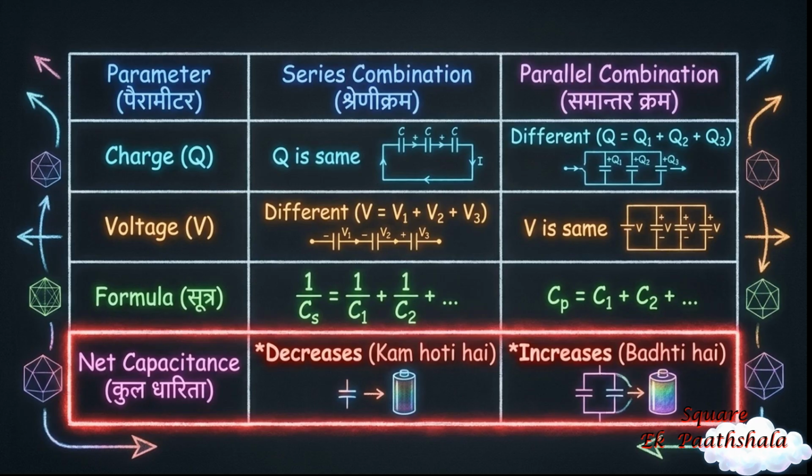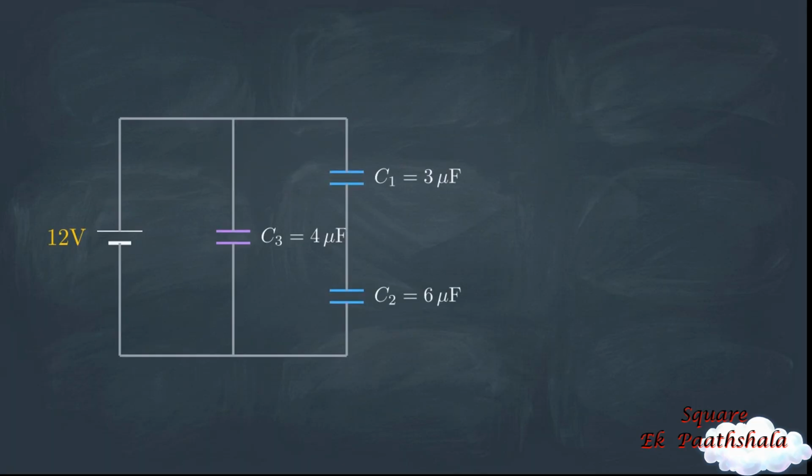Series combinations result in a total value smaller than the smallest individual capacitor, while parallel combinations always increase the overall capacity of the system. Analyzing this mixed circuit, featuring 3, 6, and 4 microfarad capacitors, requires collapsing the network inward from the branches furthest from the battery. We focus first on C1 and C2. Because they share a single path without any junctions, they are a series pair.